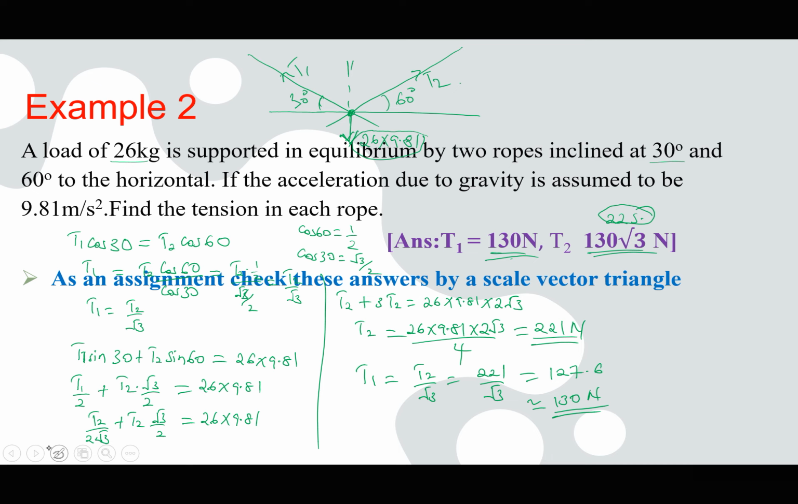So as an assignment, you can check the answers by scale. If you use a scale, it is better you use G as 10 meters per second squared, so that choosing a scale is easier for you. In an exam where you are supposed to use a scale, the examiner will give you the force instead of the mass, because it will give you a force whose scale is easier to choose.